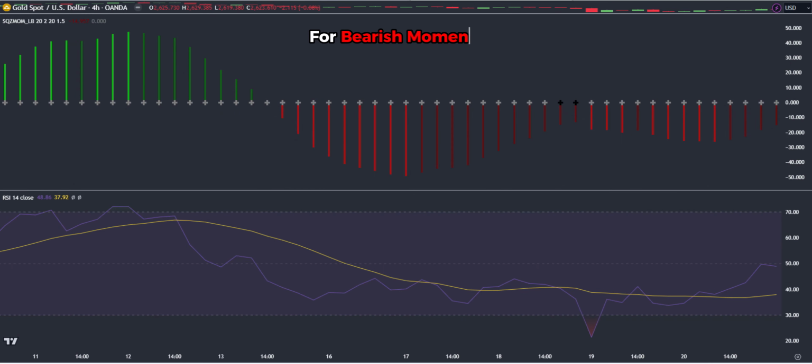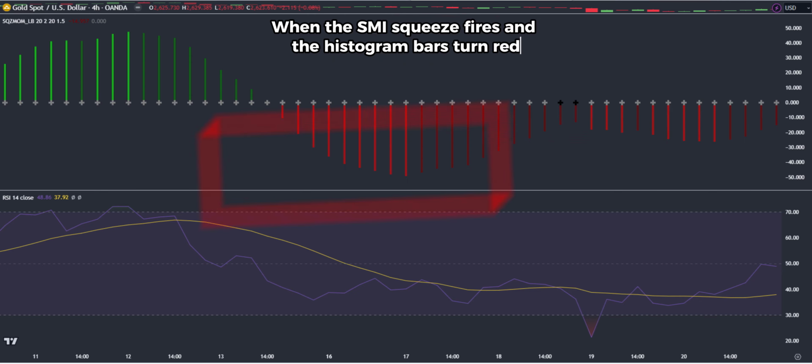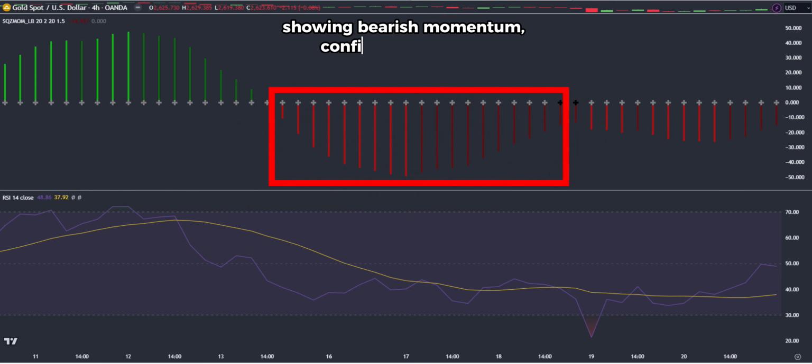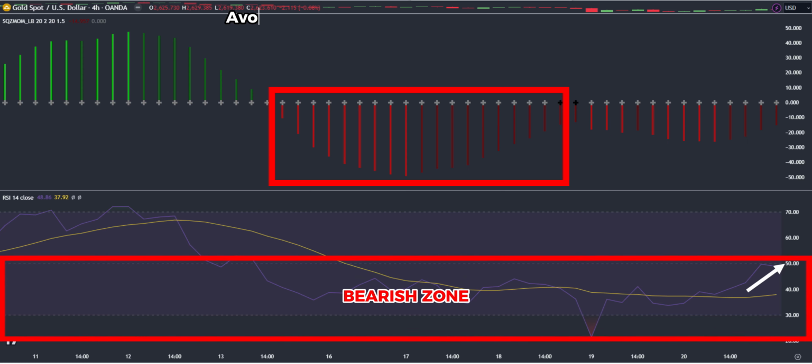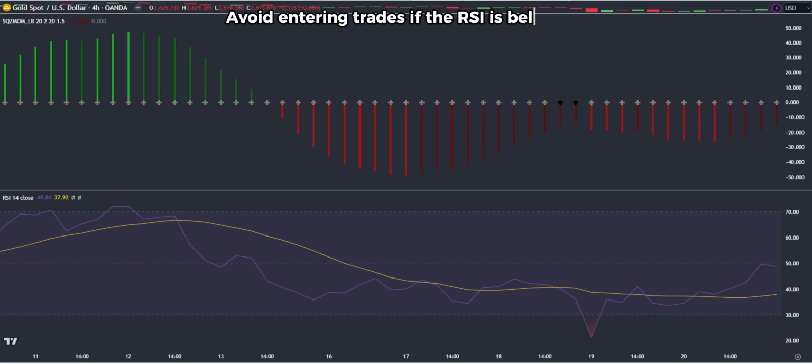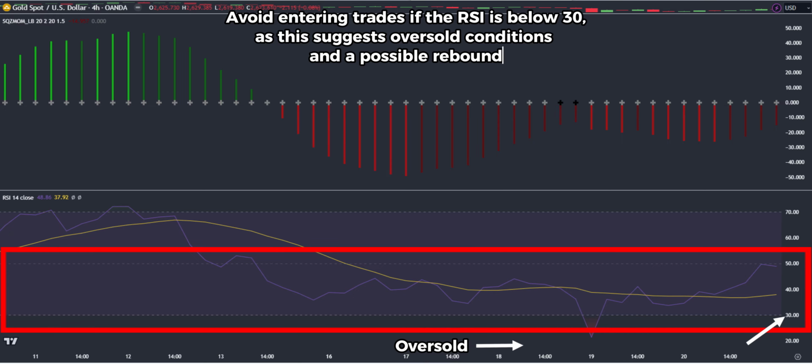For bearish momentum: when the SMI squeeze fires and the histogram bars turn red, showing bearish momentum, confirm with the RSI. Check for RSI values below 50, indicating the bearish zone. Avoid entering trades if the RSI is below 30, as this suggests oversold conditions and a possible rebound.